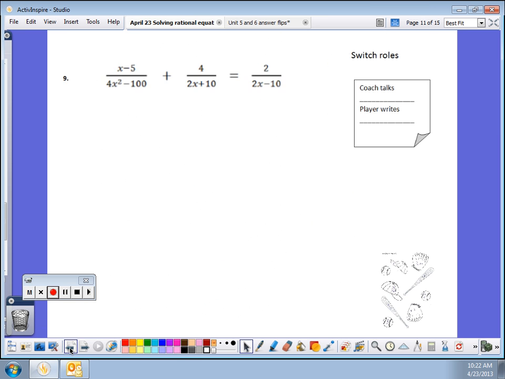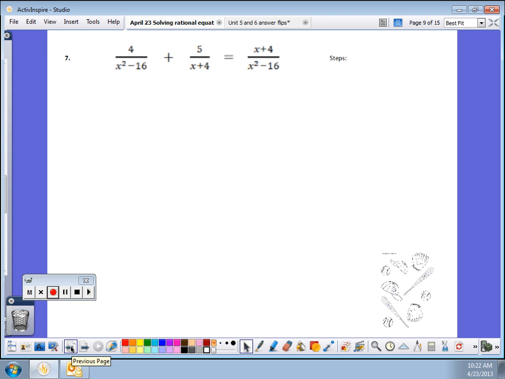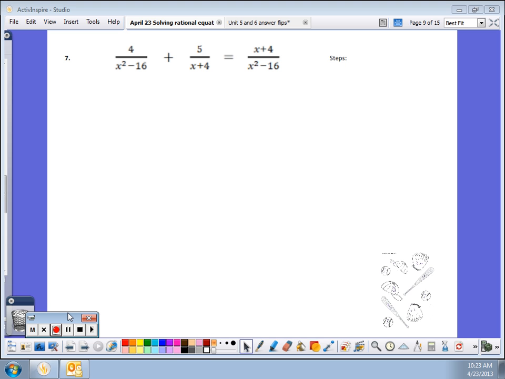So we are going to do number 7 together. Let's state our restrictions. Very first step. I see right here, x cannot equal, x is not allowed to equal what value? What value here would make that equal to 0? A -4. Thank you for thinking with me.